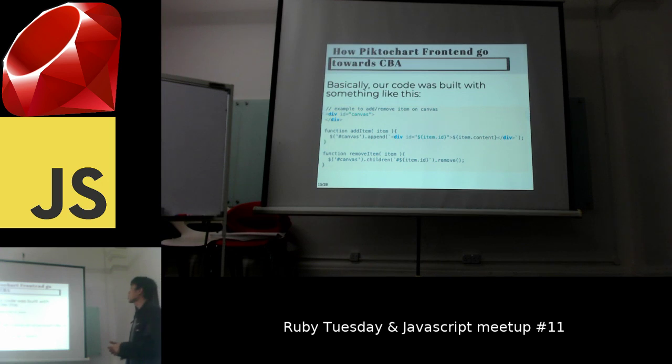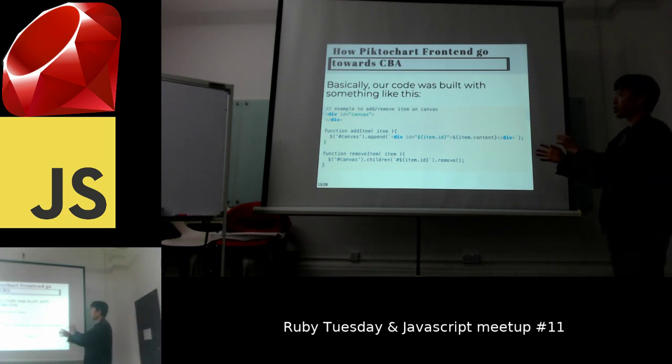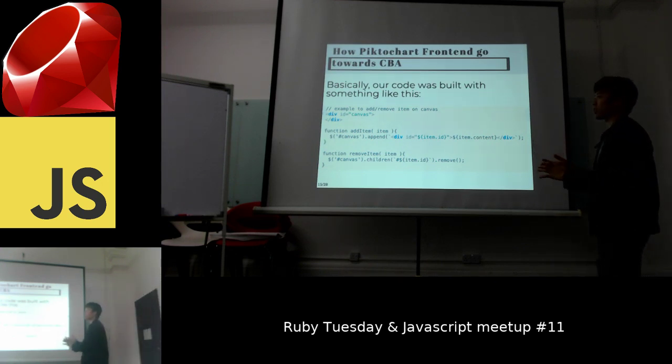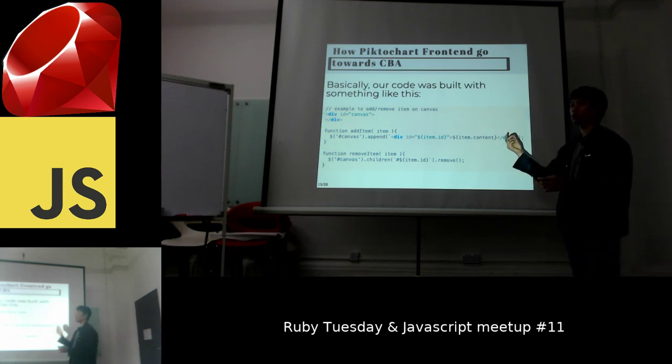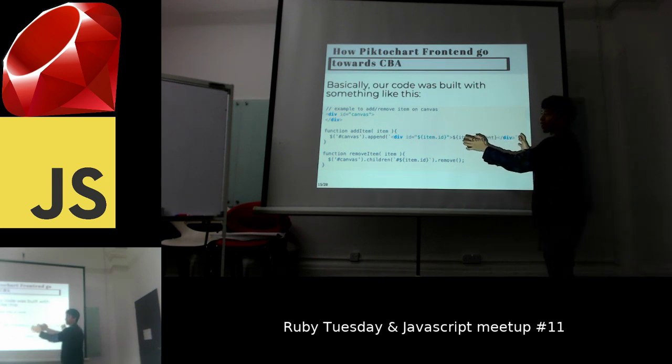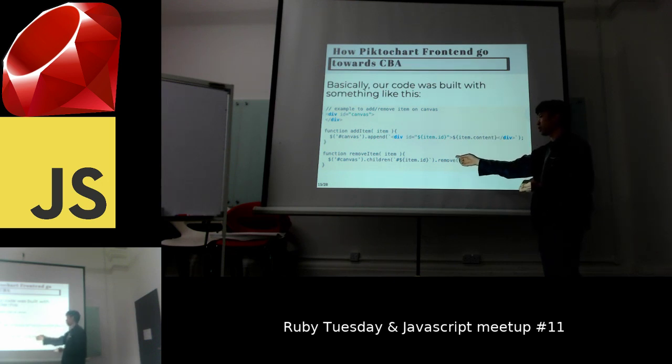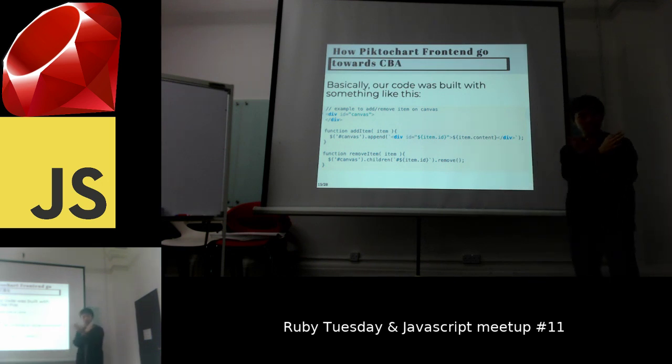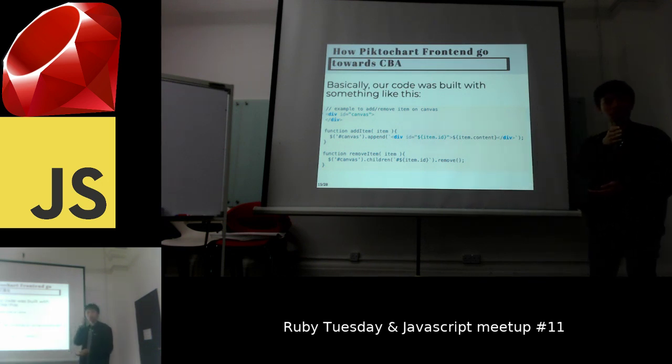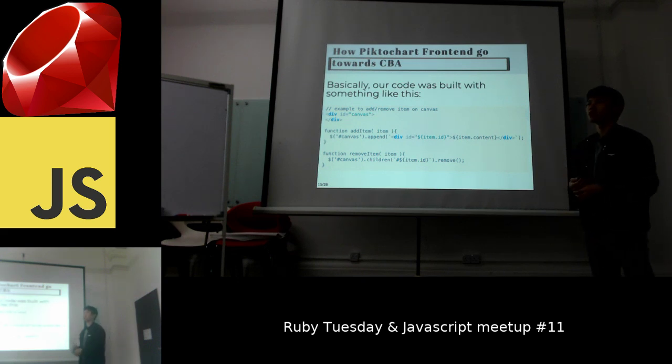past approach. If you can imagine the code, it's something like this. Let's say we have a canvas, and when we want to add an item, we point to that canvas and then append another element inside it. When we want to remove an item, we also point to that canvas, then specifically find the ID of the item. So it's very straightforward, like cutting through the DOM to make the modification.